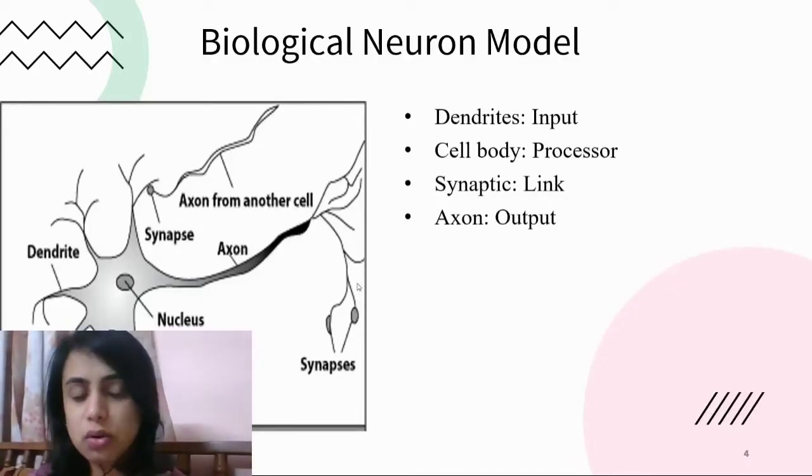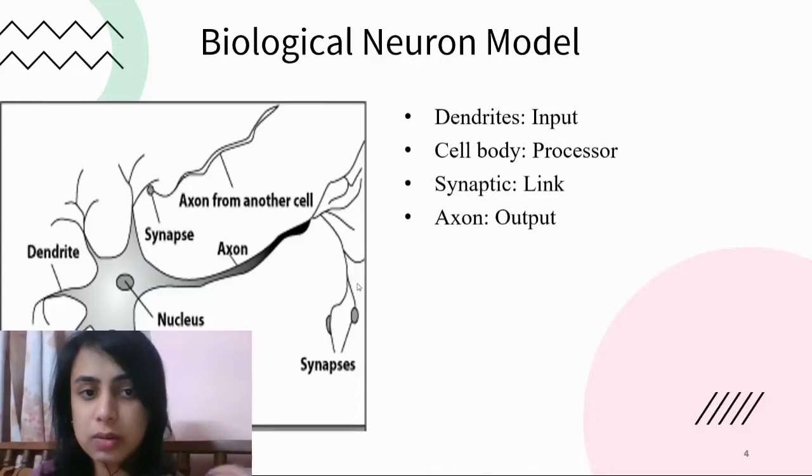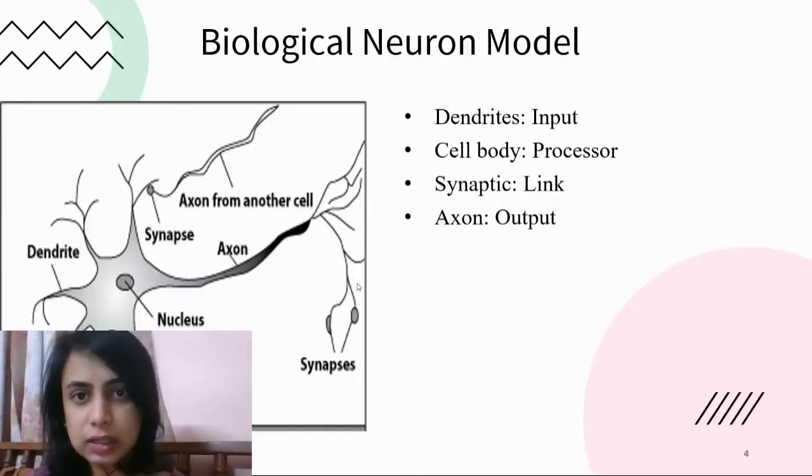So basically, let's go in a chronological order. The dendrites receive weighted input from the environment of the neuron, and then the soma or the cell body processes this input and passes it on to the synaptic link, which connects it to other neurons as well. And the axon is the output that becomes the input for other neurons. So basically, this is how a biological neural model works. So let us take this concept and apply it to the artificial neural model.